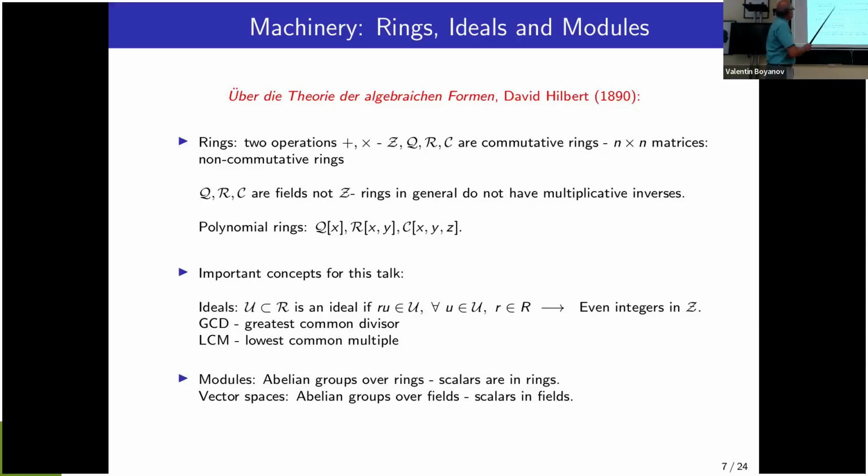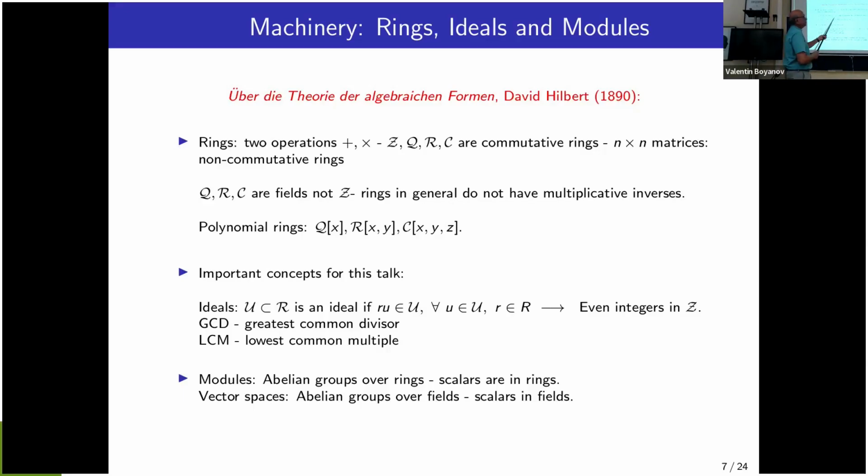And so, what are rings? So rings have two operations, plus addition and multiplication. Z, Q, R, C. These are the ring of integers and so on. R and C are actually fields. These are all commutative rings. Say n cross n matrices are non-commutative rings. Okay. So these are commutative, these are non-commutative.